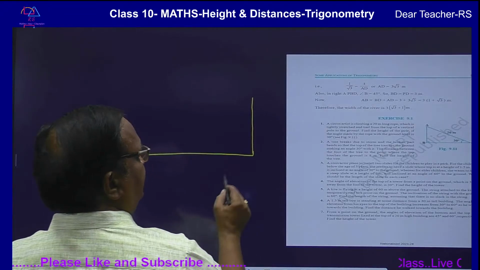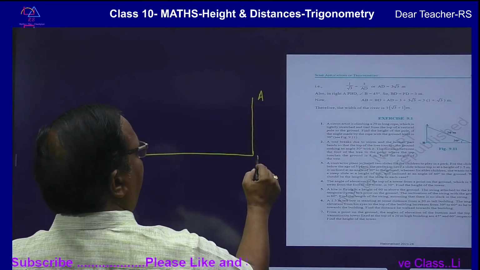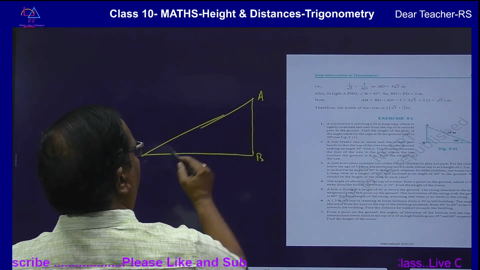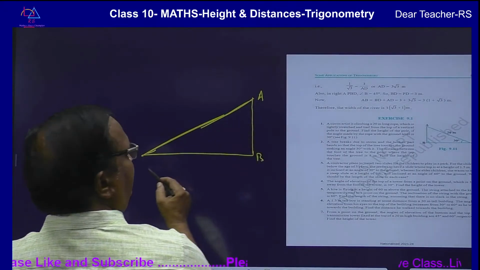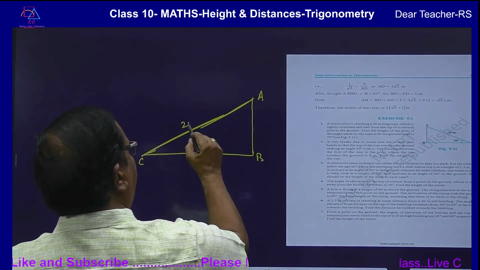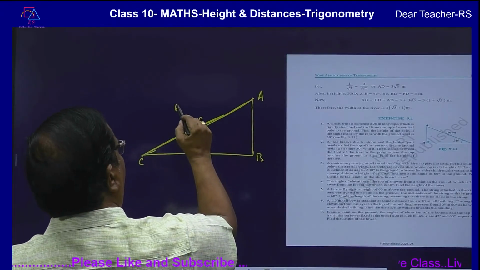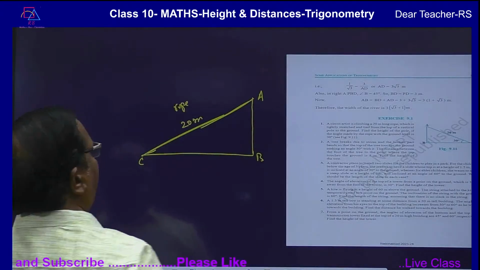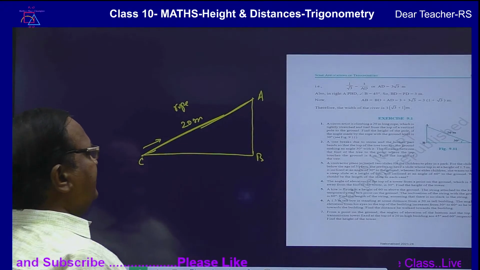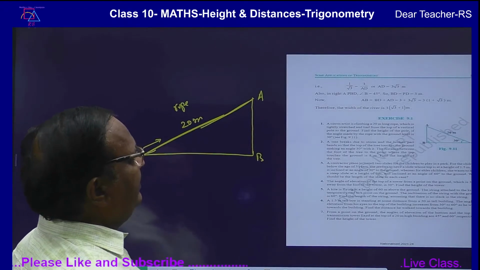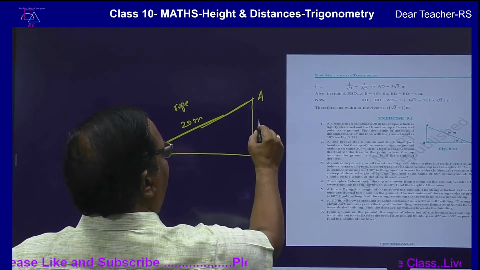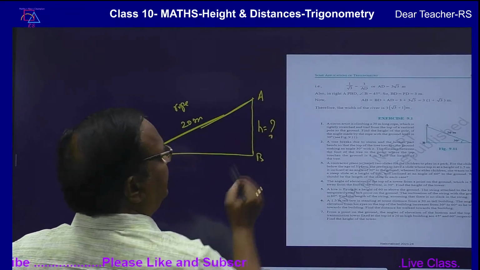Okay, so AB is the vertical pole and this is the rope, tightly stretched to C. This is the 20 meters rope. Okay, he is climbing like this. The circus artist is climbing on the rope. Okay, and find the height of the pole. This height you have to find out.